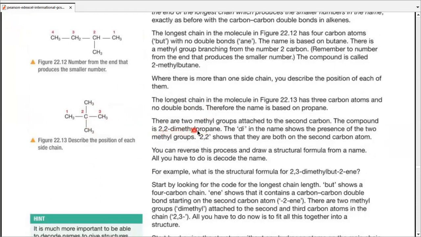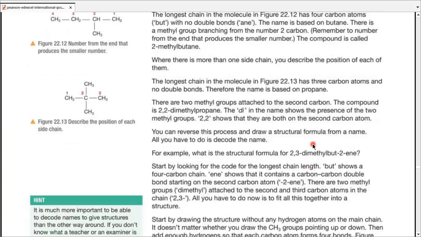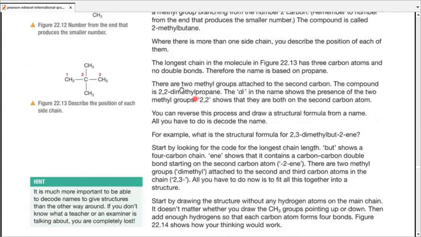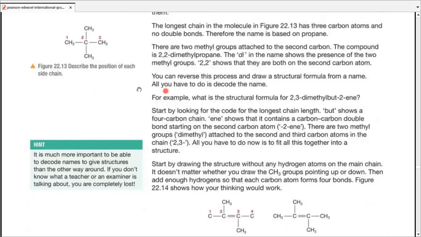Now, I hope I have already explained it. I hope you understand so far. But you'd notice that they don't have the portion for two different branches and naming them. That's why I was saying that they actually draw a boundary line over here. So, moving on, what they've discussed is that you can reverse this process. You can draw a structure from a name. All you have to do is decode the name.